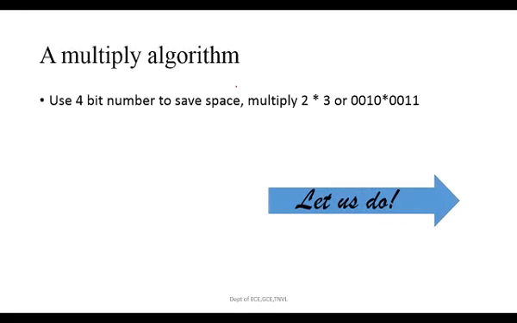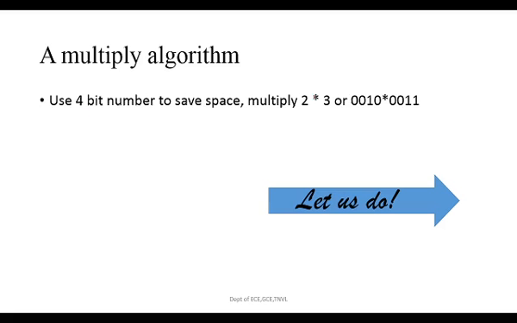Now we are going to perform the multiplication algorithm. Use 4-bit numbers to save space. In order to save space, we are using only 4-bit numbers. Instead of 32 bits, we are performing the operation on only 4 bits. So the process continues up to the 4th repetition. The iteration will go for only 4 times.